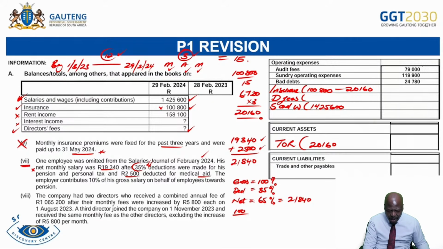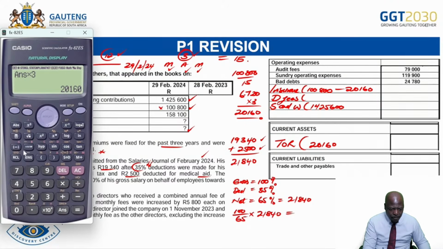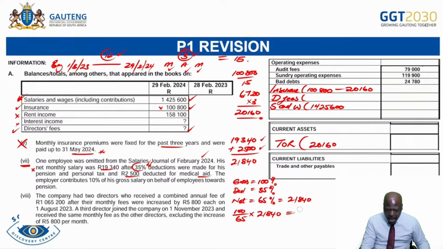What I have is 65. And that is 21,840. Then I put that on to my calculator. Let's see what it's going to give us if we do that. So what I want is 100. And what I have is 65. And then we're going to multiply that by 21,840. And then that is going to give me 33,600.